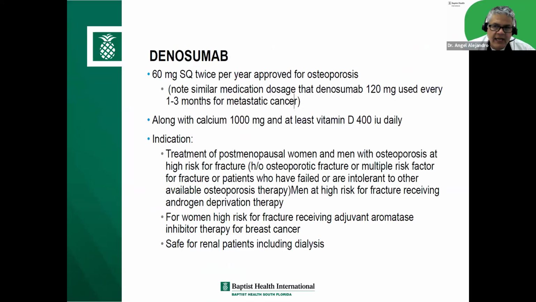I mentioned briefly denosumab. It's a subcutaneous injection every 6 months. This is my go-to next step after bisphosphonate therapy. It is indicated for both men and women, and also for those patients on aromatase inhibitors. Remember, when you're on an aromatase inhibitor, the first year is when you're going to lose the most bone. You've got to treat these patients right away because they will develop osteoporosis. Remember that denosumab is not cleared by the kidney, therefore it is safe in patients with low creatinine clearance or low GFR, including dialysis.